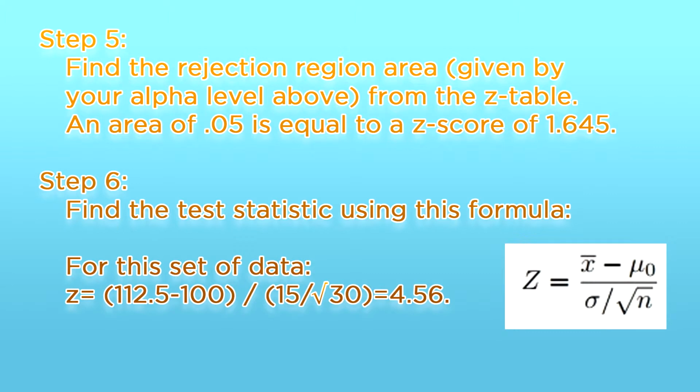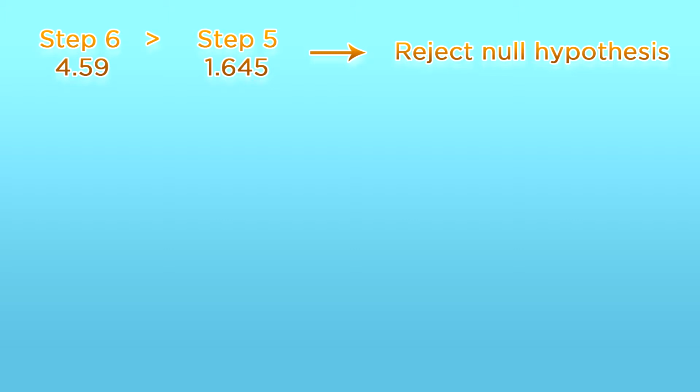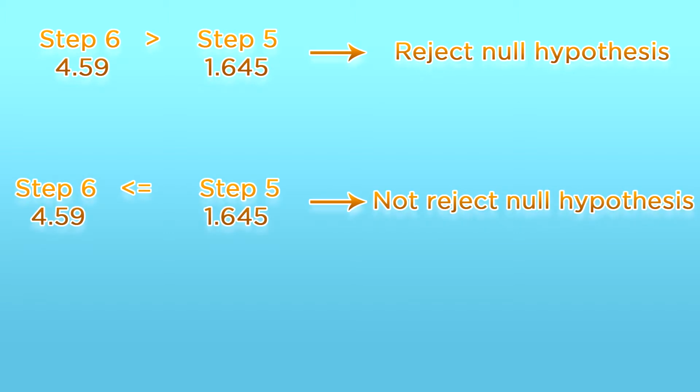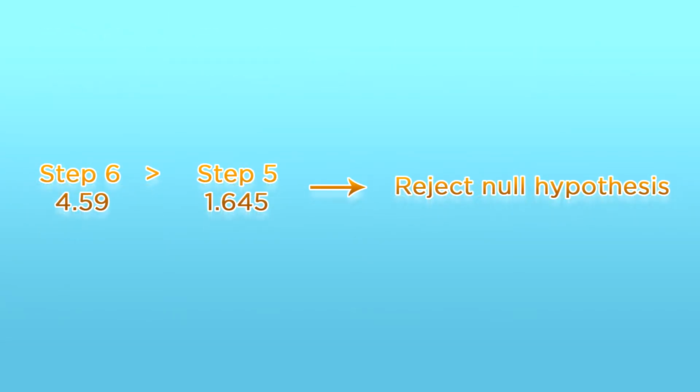For this set of data, Z equals 112.5 minus 100, divided by 15 over the square root of 30. That equals 4.56. And finally, if step 6 is greater than step 5, reject the null hypothesis. If it is less than step 5, you cannot reject the null hypothesis. In this case, it is greater, as 4.56 is greater than 1.645. So you can reject the null.